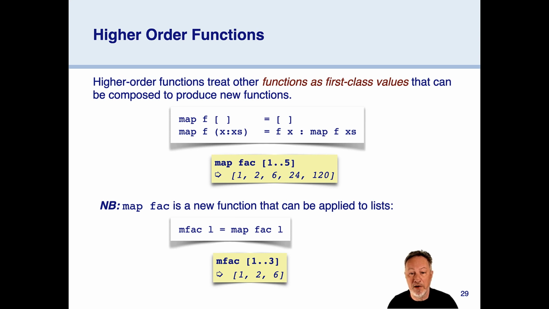So if we map the factorial function to the numbers from 1 to 5, then we get the list of the first 5 factorials. What's interesting about that is mfac is a new function that can be applied to lists. And this looks kind of strange: mfac of L is map of fac to L. So now mfac is a new function which maps factorial to a list. So mfac applied to the list from 1 to 3 is the list of the first 3 factorials.